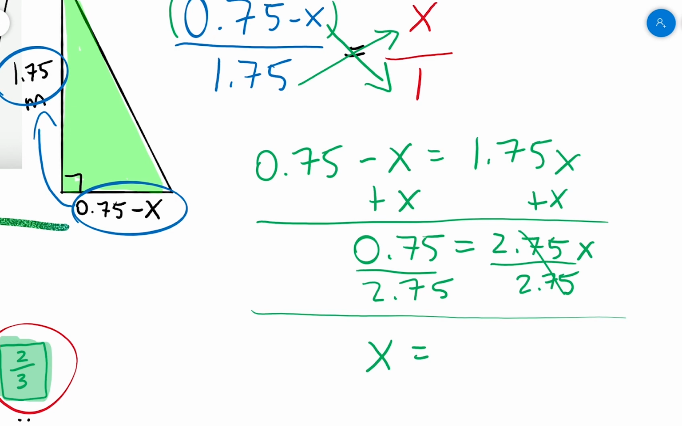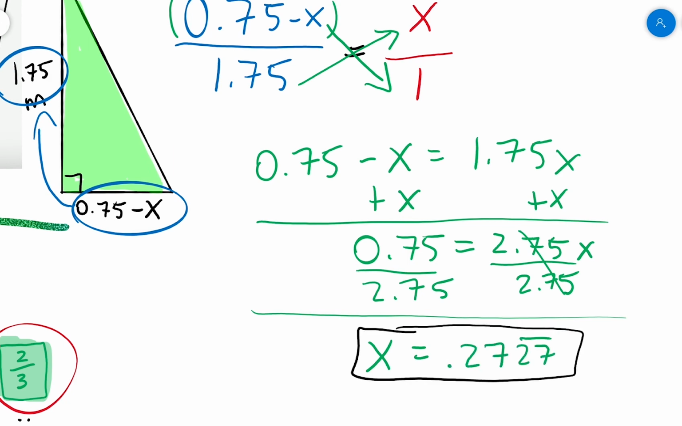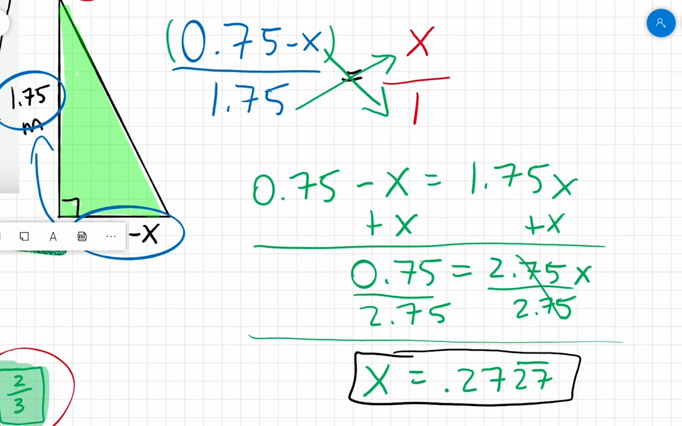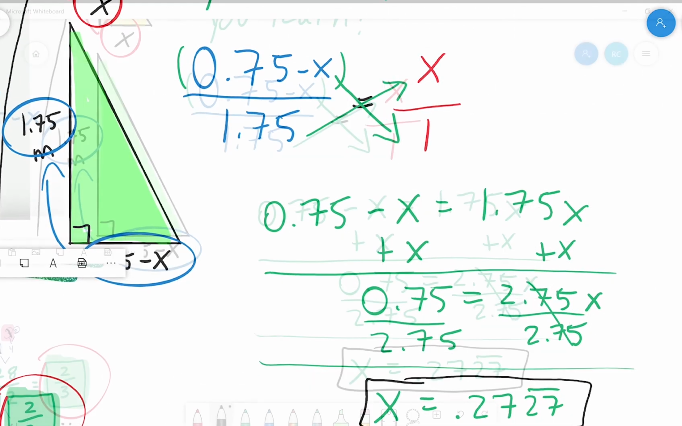I got 0.27272727. Since we are working with decimals, I assume that Khan Academy on a problem like this would be okay with you rounding to the nearest hundredth or something like that.